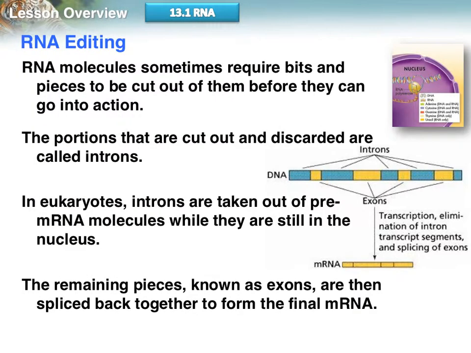The RNA is sometimes edited after it's made, and bits and pieces of them are cut out before they can be put into action. The portions that are cut out and discarded are called introns, and the remaining pieces are known as exons. And the exons get spliced back together to form the final mRNA. And this happens to the mRNA while it's still in the nucleus and before it goes out to the cytoplasm.